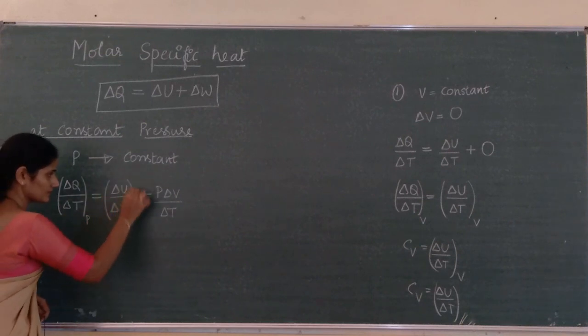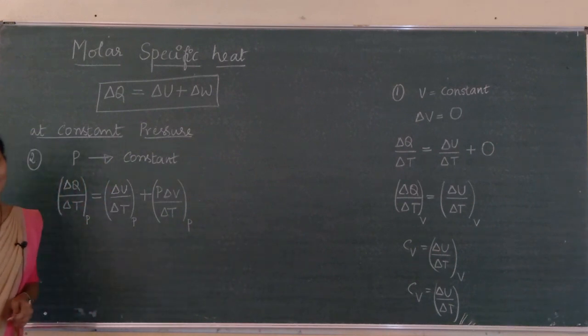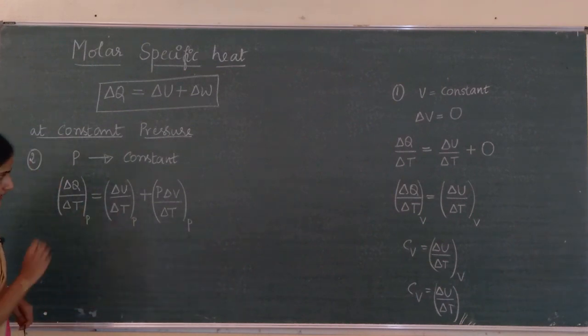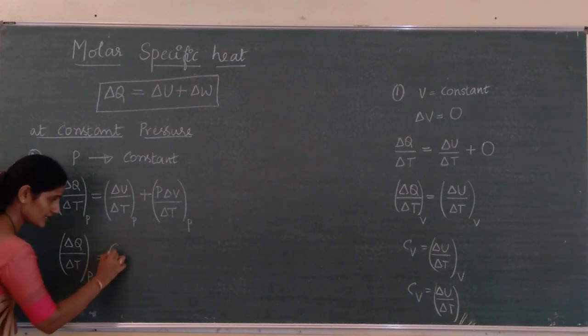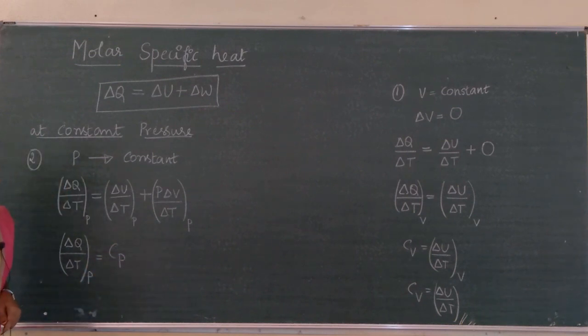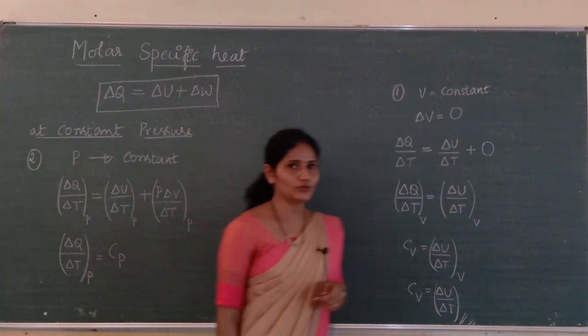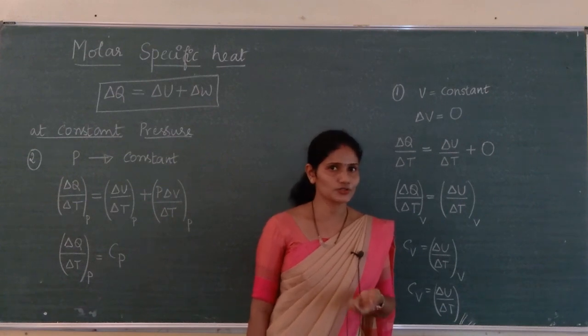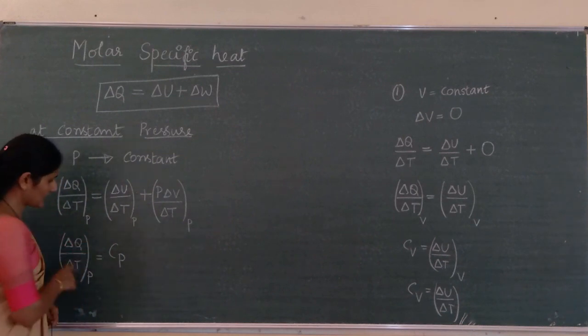Suffix P indicates that the process is happening under constant pressure. So delta Q by delta T at constant pressure is nothing but Cp, molar specific heat at constant pressure. Cp is equal to 1 by mu into delta Q by delta T. Mu is 1, so Cp is equal to delta Q by delta T. So instead of delta Q by delta T, we write Cp.